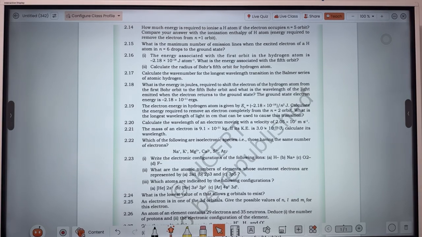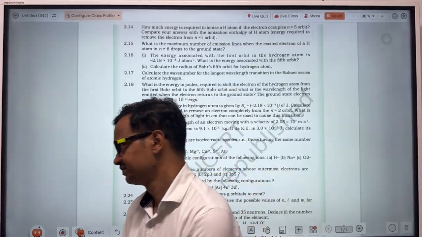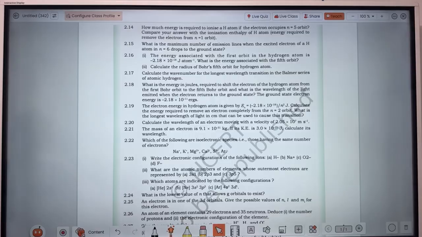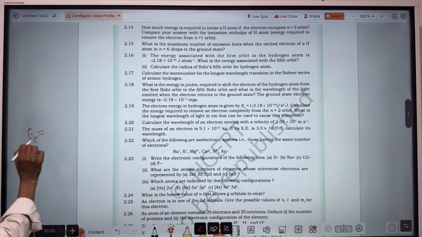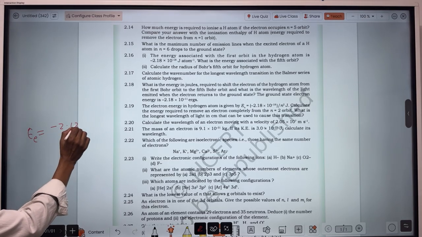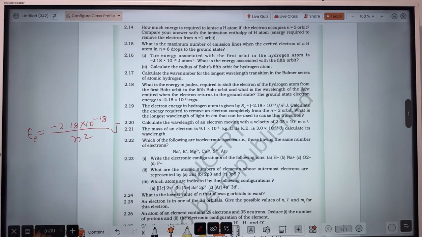First part. The question is, in the ground state or first orbit of hydrogen, the energy associated is minus 2.18 into 10 to the power minus 18 joule. So what is the energy associated with the fifth orbit? Very easily you can find out. The energy of an electron equals minus 2.18 into 10 to the power minus 18 upon n square, that much joule. And already n equal to 5, you will have to find out.